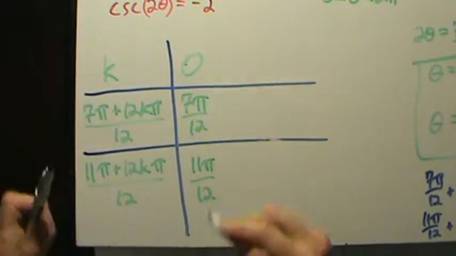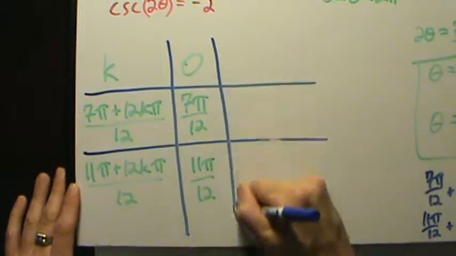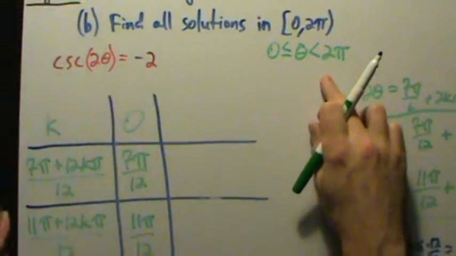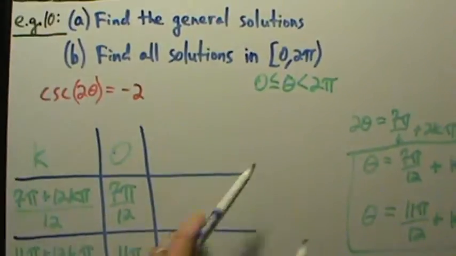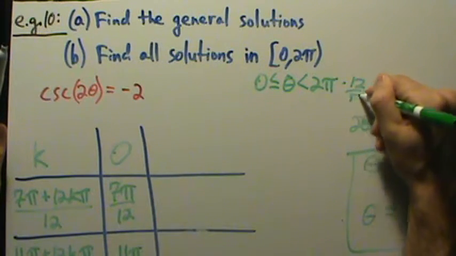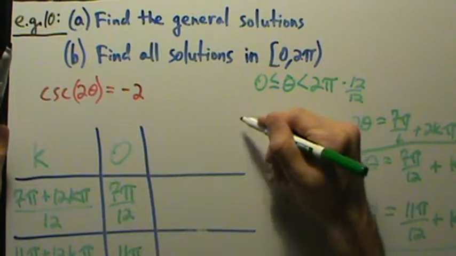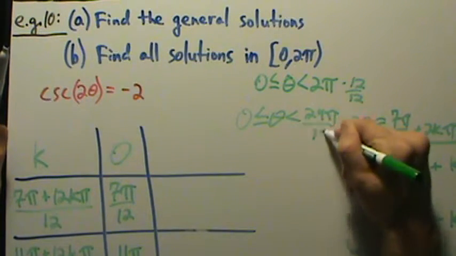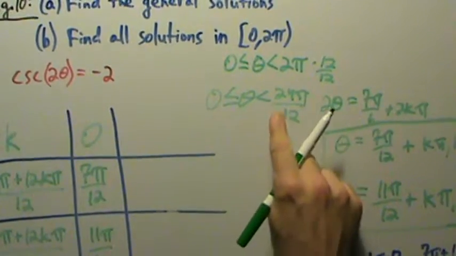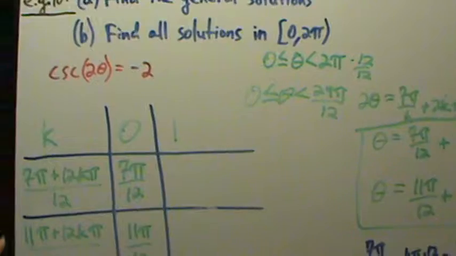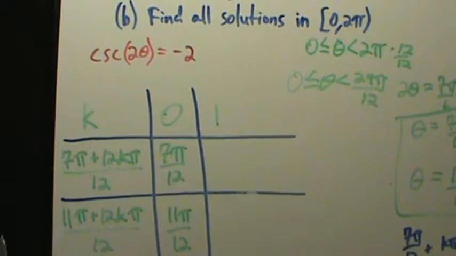Now, how do we know when to stop? Well, we know we want to stop when we hit 2 pi, but we're getting answers over 12 here, right? So what's 2 pi expressed as something over 12? Well, just multiply by 12 over 12, and then that's going to be 0 less than or equal to theta less than 24 pi over 12. So once we get 24 pi over 12 or larger, then we know it's time to stop. Okay, we aren't there yet. 7 pi over 12, 11 pi over 12, what's next?